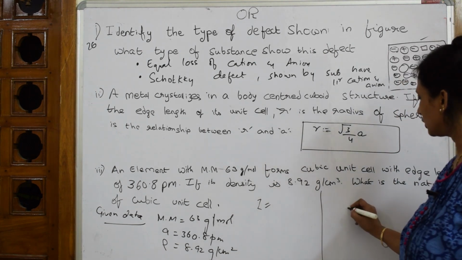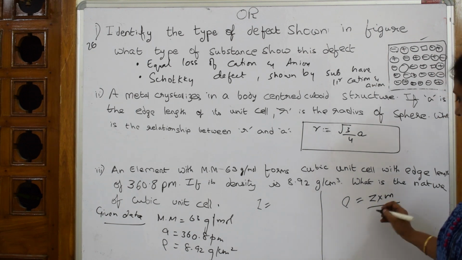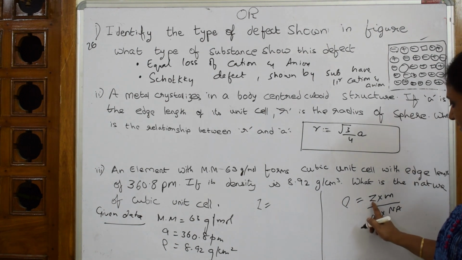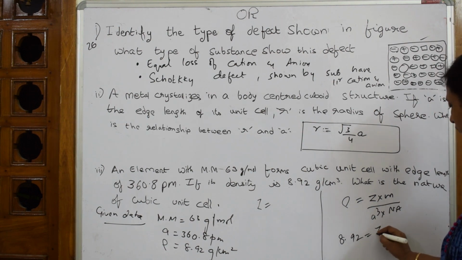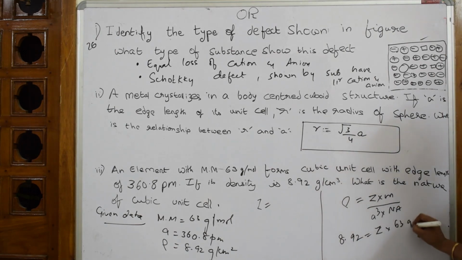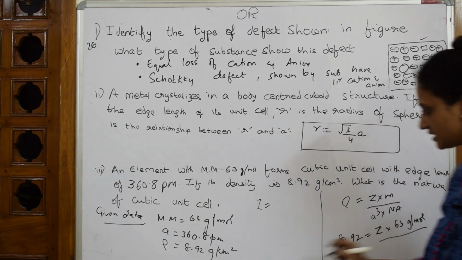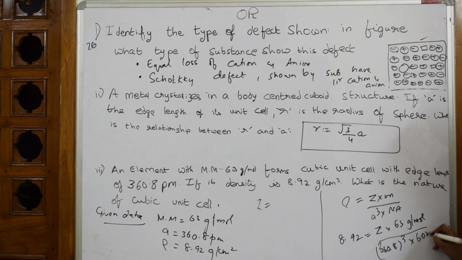Let's come back with the formula. Rho is equal to Z into M by, we have already learned this, a cube into Na. Correct. Now substitute. I need to find Z. So density how much is given? 8.92. This Z I need to find. Molecular mass is already given, 63 gram per mole. A cube, edge length is given, that is 360.8 whole cube into Avogadro number 6.023 into 10 raised to the power 23. That's it. When you solve this Z, you get an answer of 4, right?